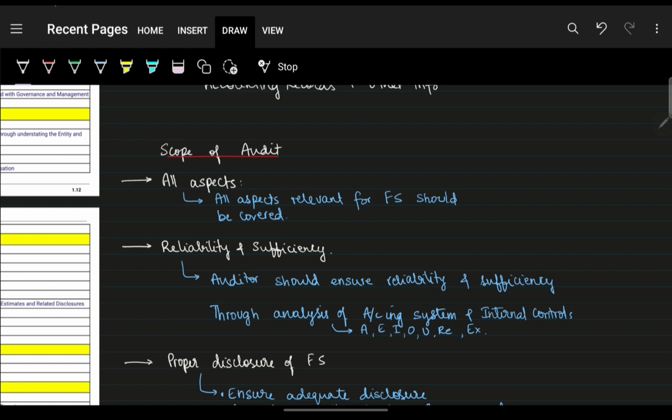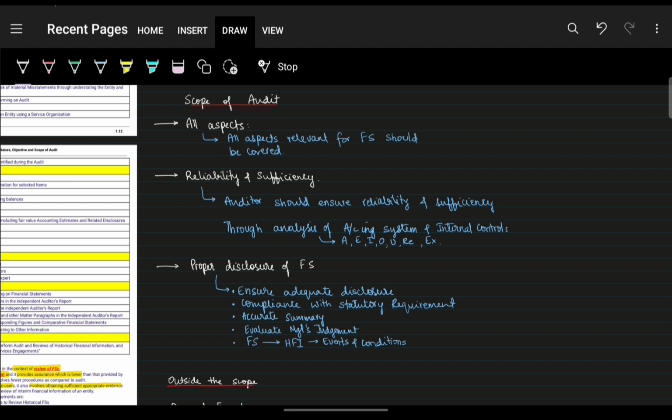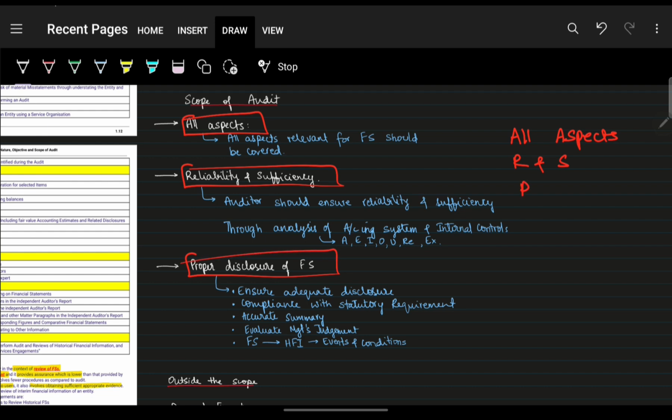So this is the scope of audit. It would be better if you focus right now. If your mind is somewhere else, bring it back here. Now, scope of audit covers all aspects. We'll first remember the keywords, and then we'll dive into the meaning. It ensures reliability and sufficiency, and then proper disclosure of the financial statement.